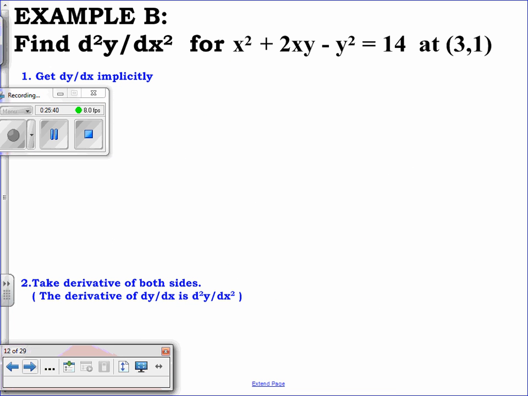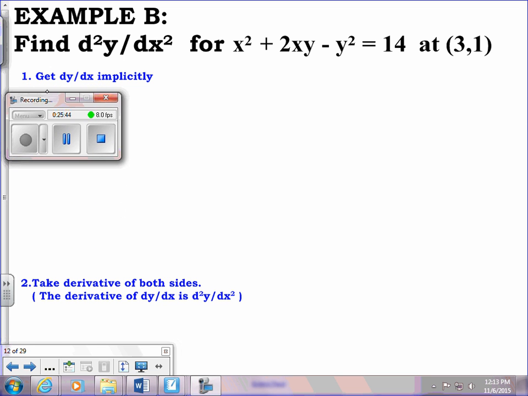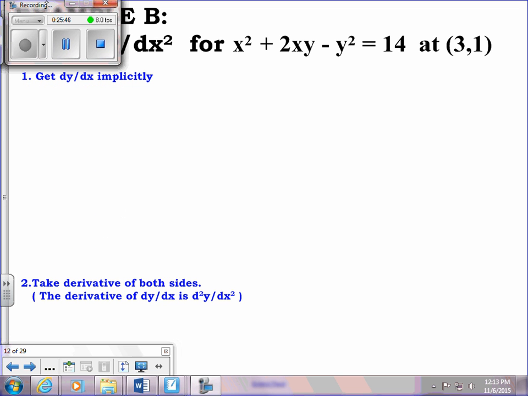I just want to see if we can try one more of these. We want to get the second derivative of this one at the point (3, 1). Now, I don't have any predictions for this one, although it looks like it's going to be a hyperbola. We'll see what it's going to be. What's the first step?